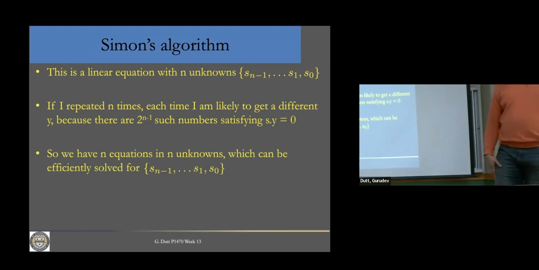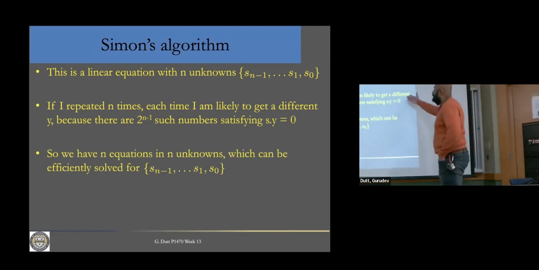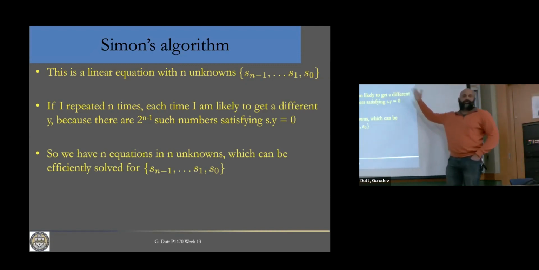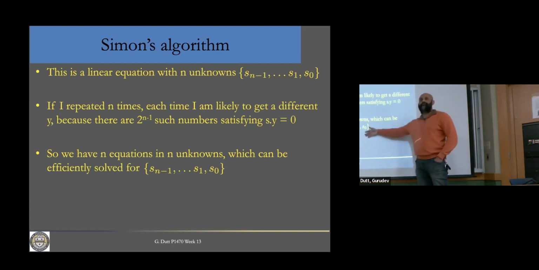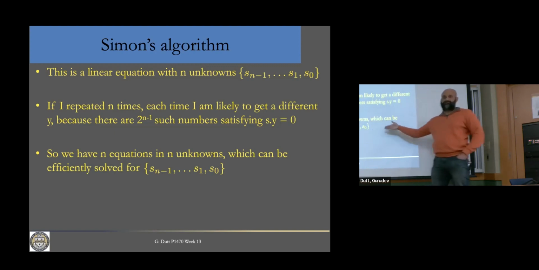So if I repeat it, each time I'm very likely, with probability 1 over 2 to the power n minus 1, to not get the same number. So this is basically going to give me a different number each time. And once I have n of them, I just solve that efficiently on a classical computer. N equations and n unknowns is very easy to solve. That will be efficiently solved for the secret key, s n minus 1.